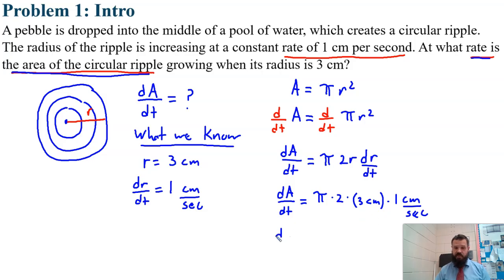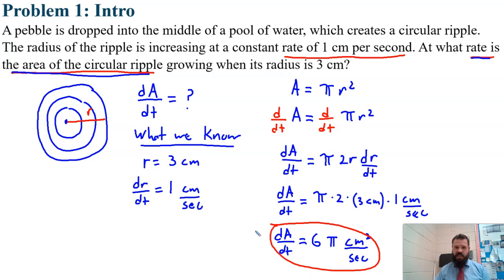So putting things together then, dA over dt is just equal to, we've got a 2 times a 3, that's a 6, pi, and then cm times cm we'll say is centimeters squared over seconds. We're talking about the change in area, so we'd expect units squared. And what this is telling us is when the radius is 3 centimeters, our area is changing by 6 pi centimeters squared per second. That's how those two rates are related here.